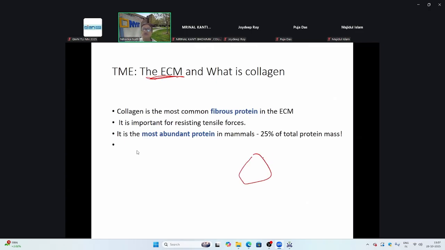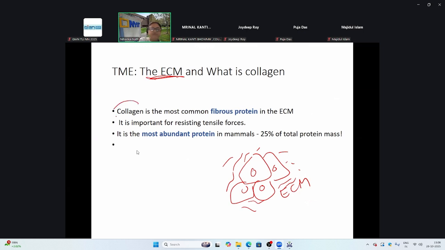What is ECM again? This is your tumor. Let's say this is your tumor. Then ECM is everything that is kind of outside here. It has fibers. This is the extracellular matrix, ECM. That's the matrix. So collagen is the most important fibrous protein, right? They look like this. This is collagen in the ECM.